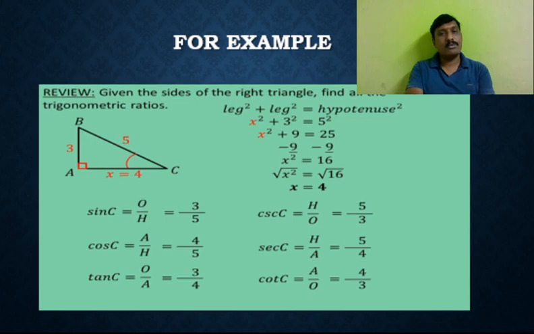Taking the square root on both sides, square and square root cancel. Square root is nothing but the power 1 by 2, and the 2 and 1 by 2 get cancelled. So it gives x. Root 16 value is 4. Now my dear children, you have these three sides 3, 4, 5. Which is the hypotenuse? 5.